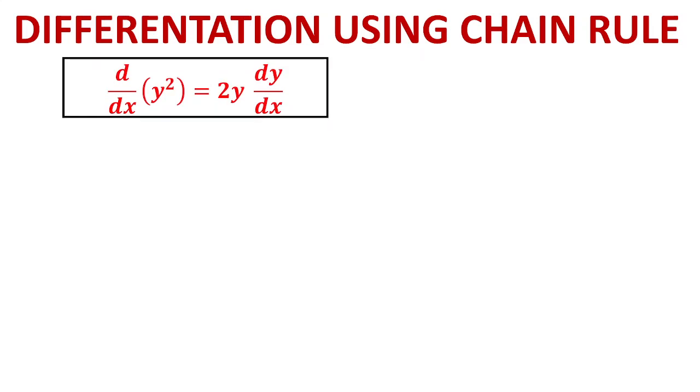Before we go for that, we should know the chain rule, because here we are going to differentiate tan y, cos y, y square, xy, secant y, square root y, like that. What is the differentiation of y square? 2y into dy by dx using chain rule.